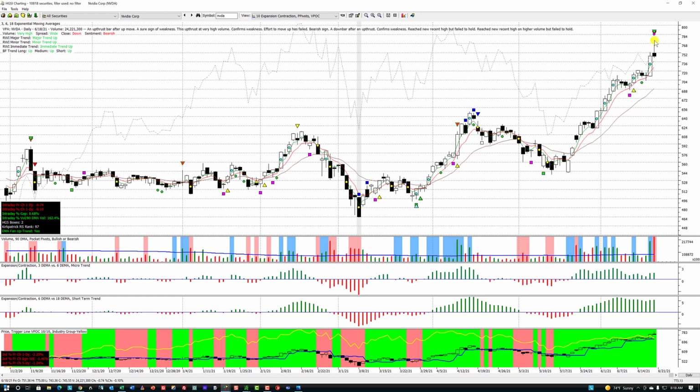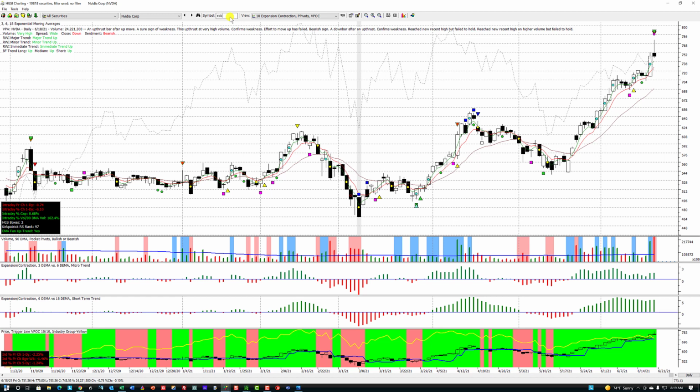And it was chased up to, let's see, what was the high for the day? 775, and it closed at 745. So a lot of money changed hands yesterday, and it was a lot of pain for those who chased it or covered their shorts and then sold it as it dropped.